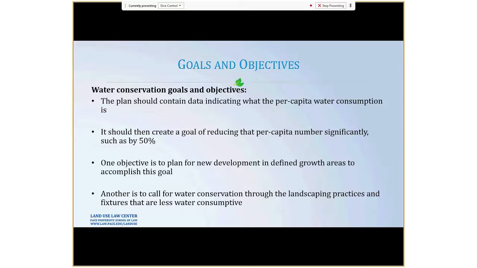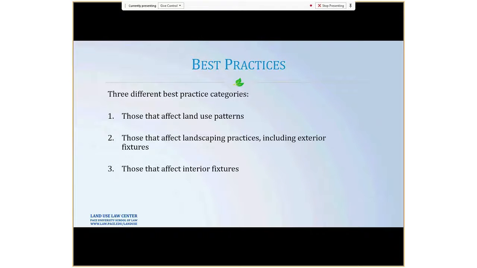Next slide. So let's turn to goals, which are long-term, and objectives, which are short-term. The plan should contain data indicating current per capita water consumption. And you saw that in the San Jose case study. They knew what their data was and they knew what it would mean to increase water conservation by a longer term goal, 2040. They did articulate a goal, 50% savings. One objective is to plan for new development in defined growth areas, as they did, to accomplish this goal. Another objective is to call for water conservation through landscaping practices and fixtures that are less water consumptive. So you can see how these can be articulated into goals and objectives.